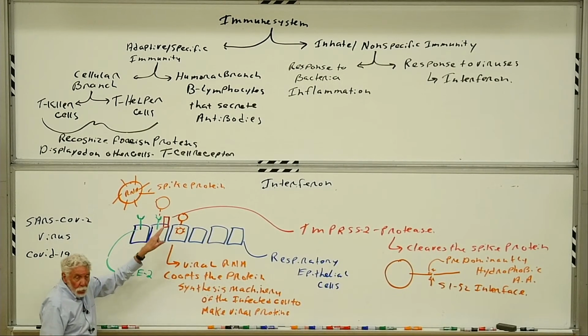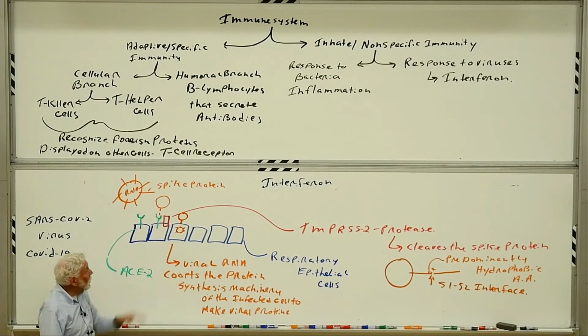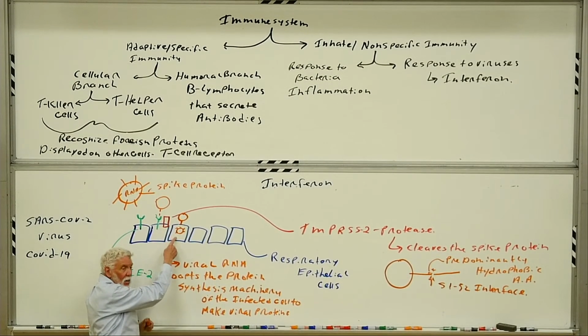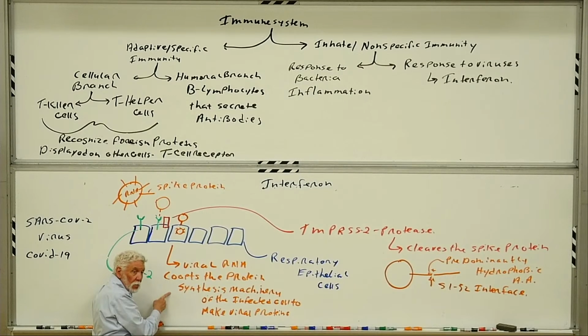It's a remarkably simple structure. It only has about 13 genes. It makes more proteins than that. It has some clever tricks to make more proteins. But it's dangerous because once it invades the cell, this cell no longer can make its own proteins. It's now destined to make only viral proteins.